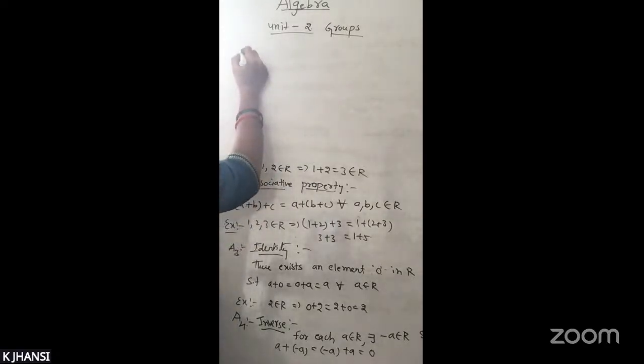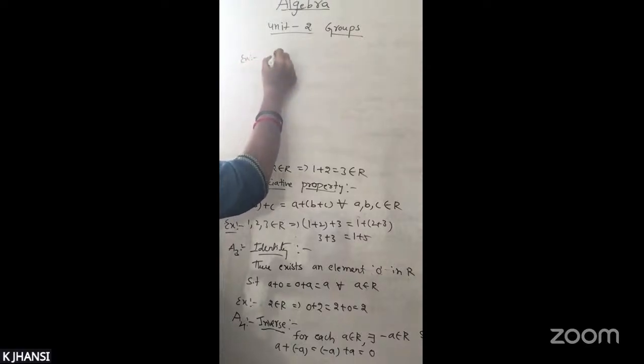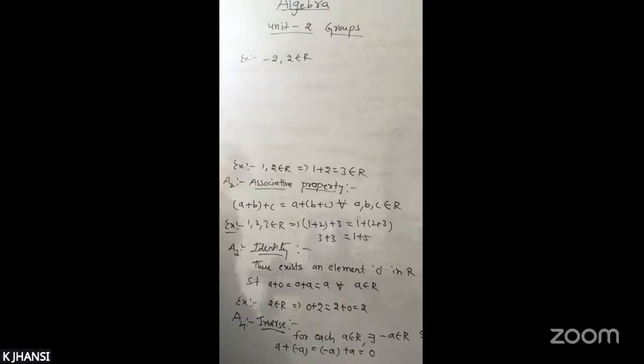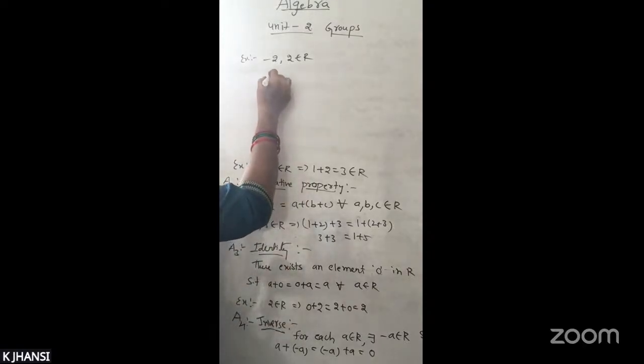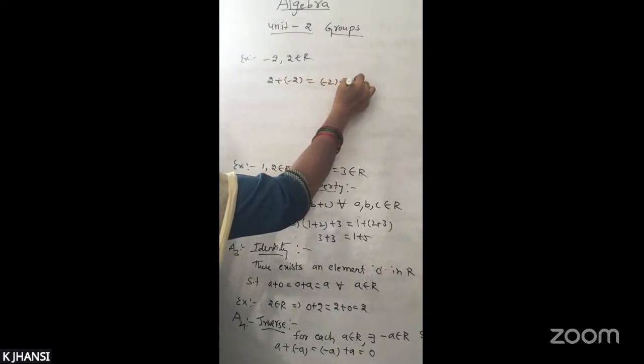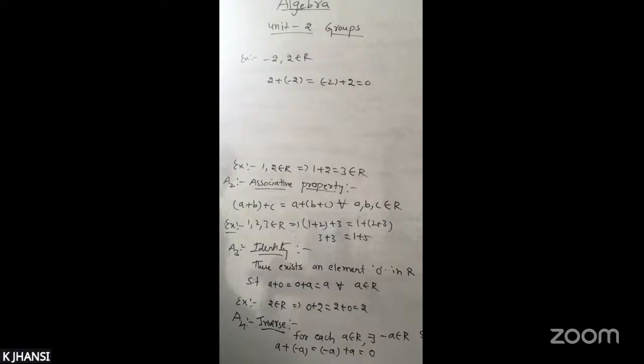If you take the example here, it is minus 2 comma 2 if they belong to R. So what will happen? 2 plus minus 2 is equal to minus 2 plus 2 is equal to 0. Here, whatever the identity element we have seen above, that we are getting as the result. So minus 2 is the inverse of 2 here. Next, if you take A5, it is the commutative property.